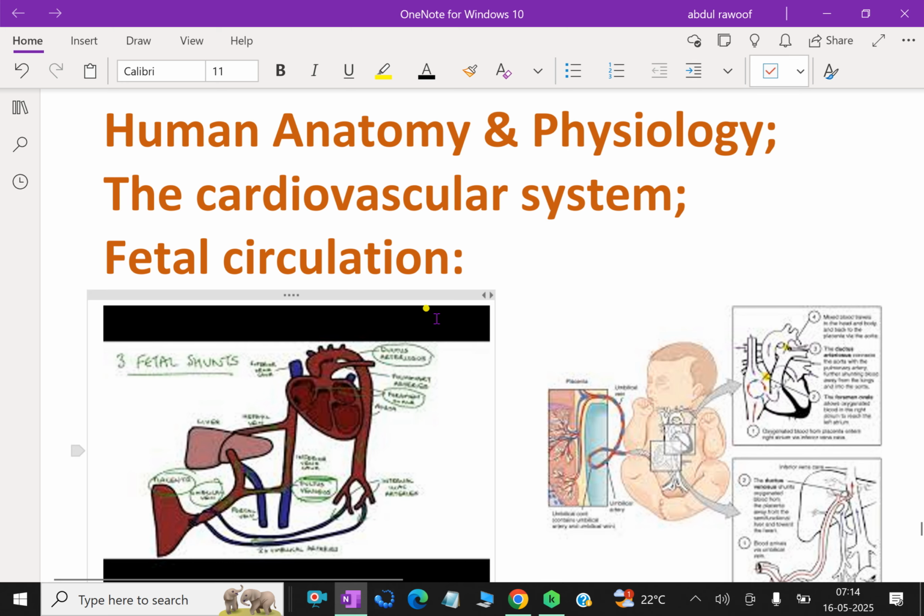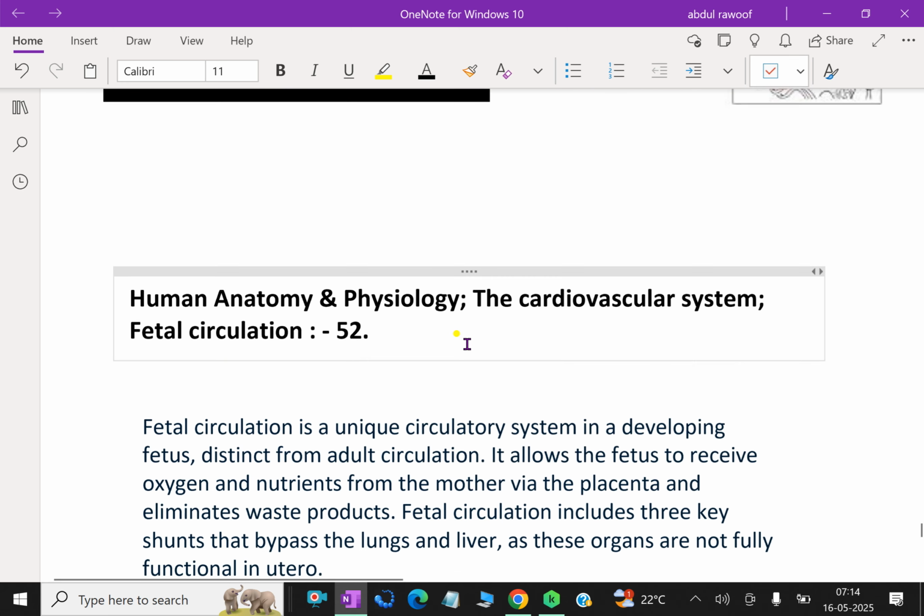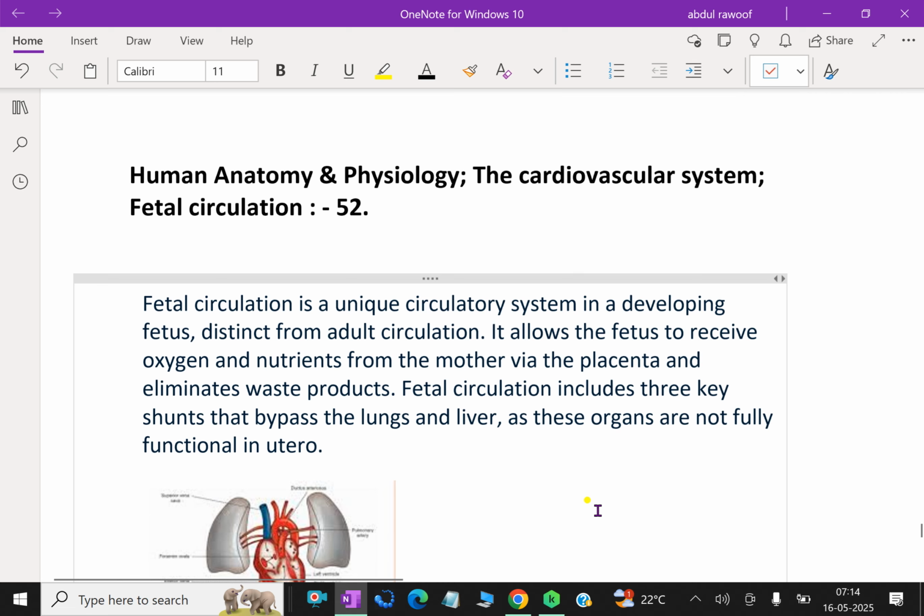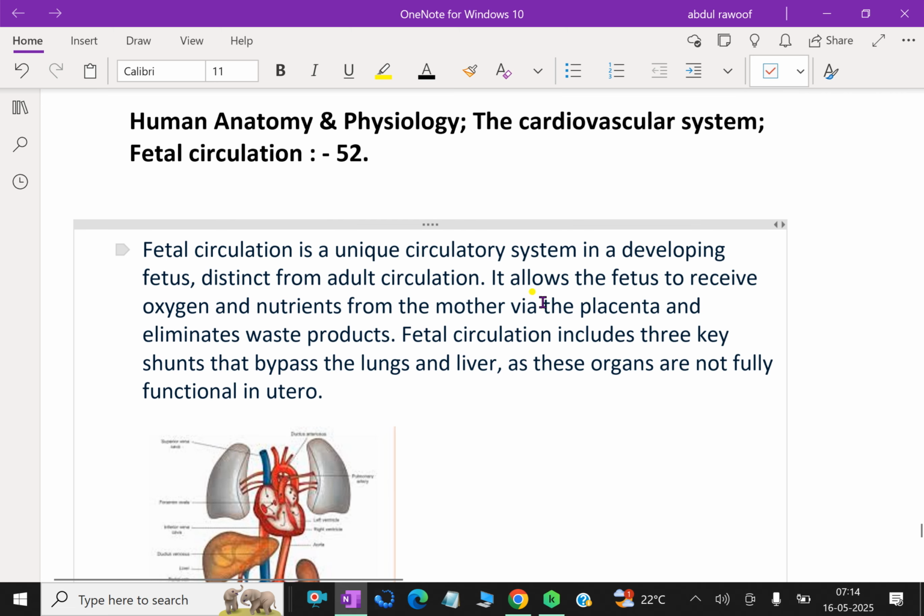Now we'll discuss further about fetal circulation. The fetal circulation is a unique circulatory system in a developing fetus, distinct from adult circulation. It allows the fetus to receive oxygen and nutrients from the mother via the placenta and eliminates waste products. Fetal circulation includes three key shunts that bypass the lungs and liver, as these organs are not fully functional in utero.